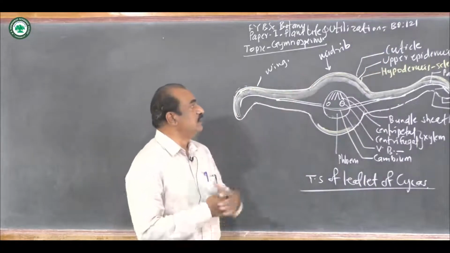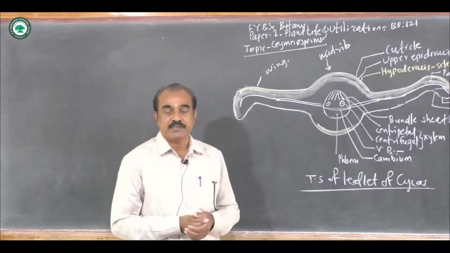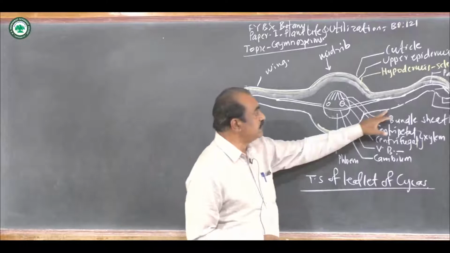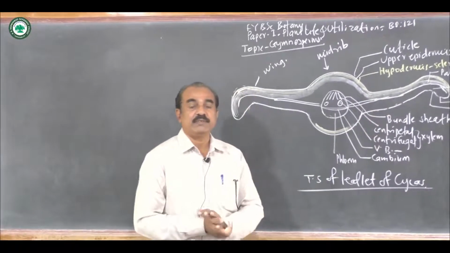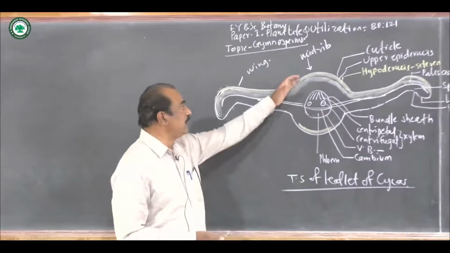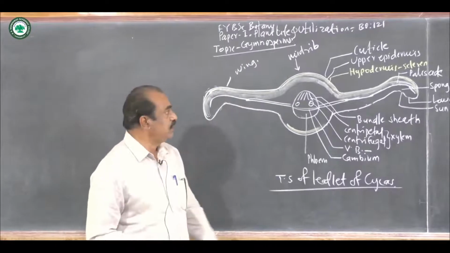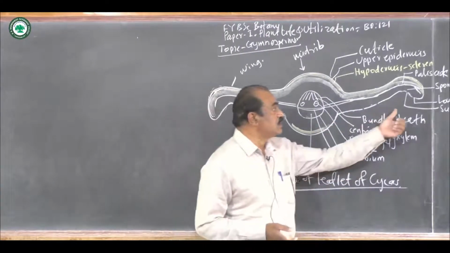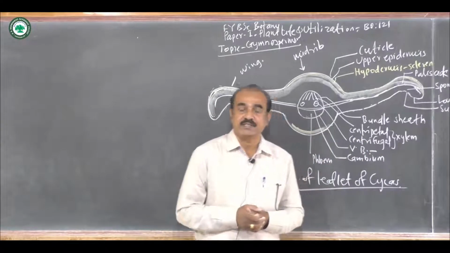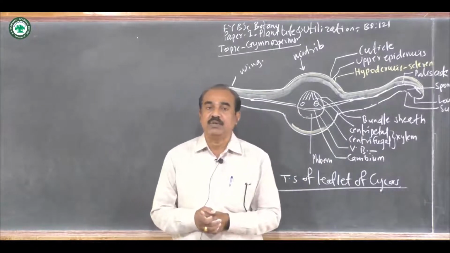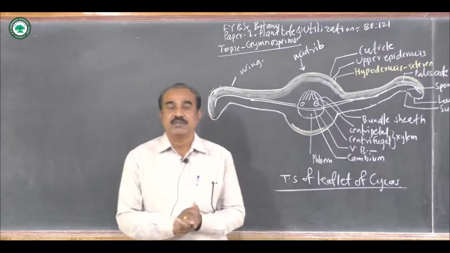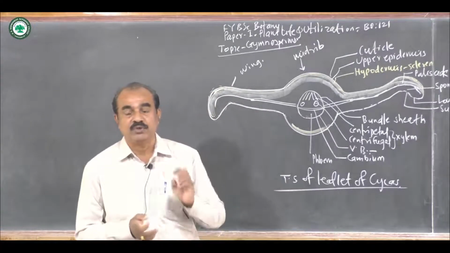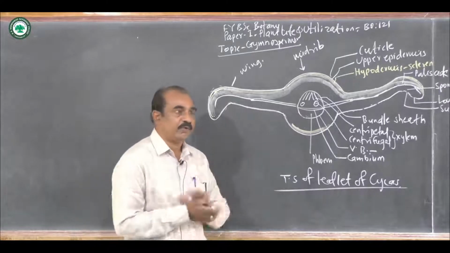Now inside this there is the upper epidermis. It is single layered. And at the same time there is the lower epidermis. This lower epidermis is also single layered. Upper epidermis is intact, but lower epidermis has the stomata, and the type of stomata is sunken. That means they are developed in a small pit. So such type of stomata are called the sunken stomata. This is also the xerophytic character of this particular plant.